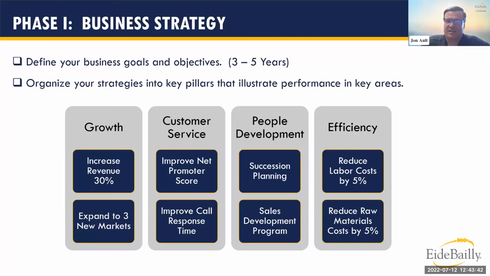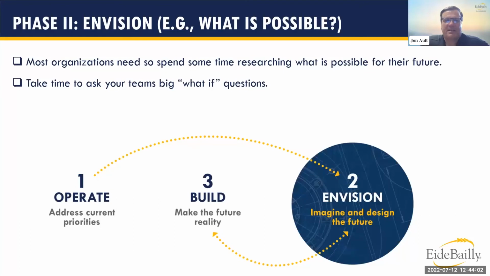Critical, important for everybody. Most organizations on this call, if you could reduce your labor cost by 5%, all things being equal, you'd take that deal in the current climate. And I'm also trying to reduce my raw materials cost. So those are hypothetical, 4 pillars and 8 specific strategic objectives of the organization.